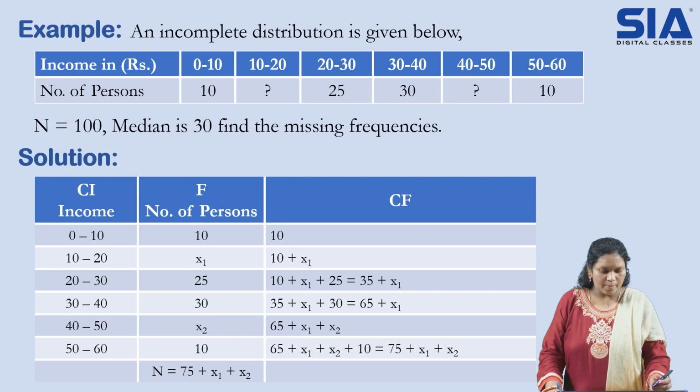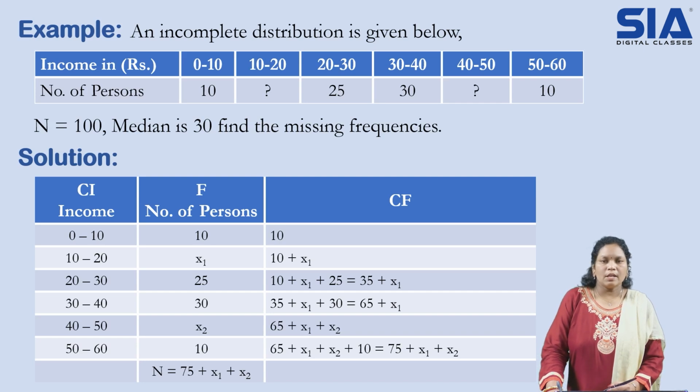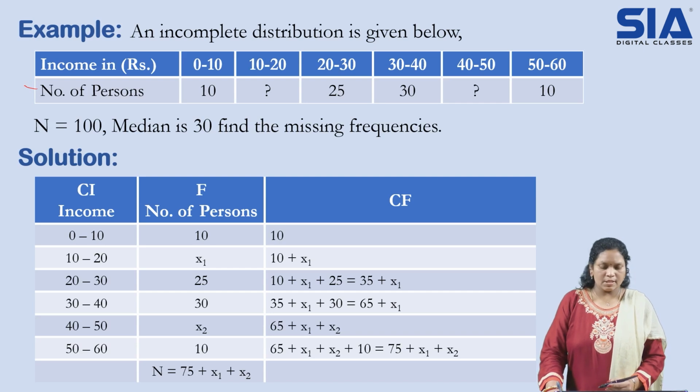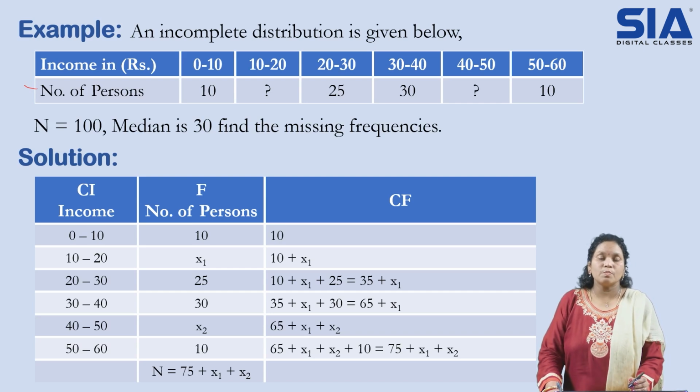So here is an example, check it out. An incomplete distribution is given below. Income in rupees, they have given data from 0 to 10, 10 to 20, 20 to 30, like that, and the number of persons. Now check it out, the number of persons is 10, then the next value is missing, right? Such type of problems we call missing frequencies.